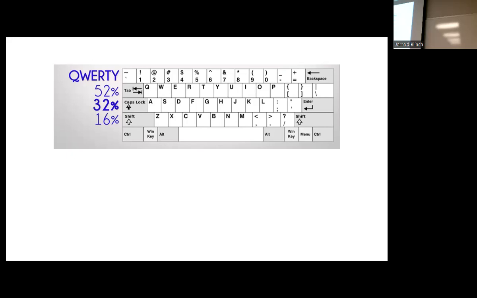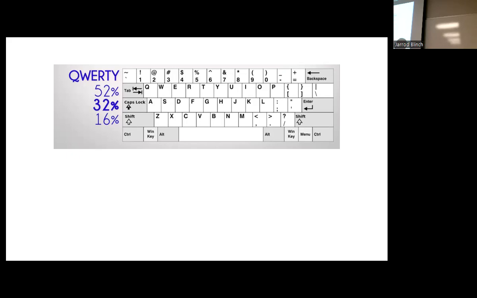The mechanical typewriter company said, okay, what can we do about this? And instead of making a better mechanical keyboard, they said, what if we arrange the keys in a way that is inefficient for typing? So that has led us to QWERTY.